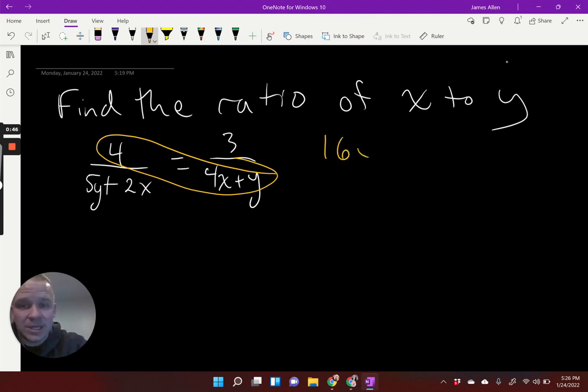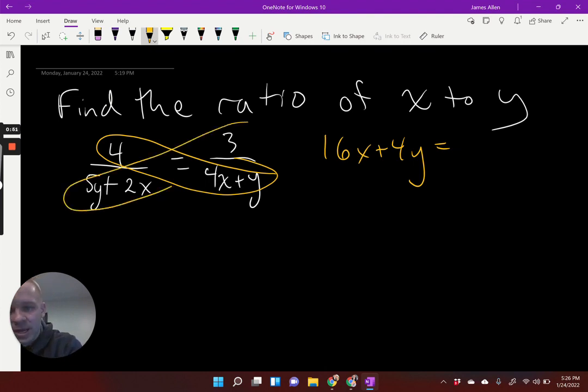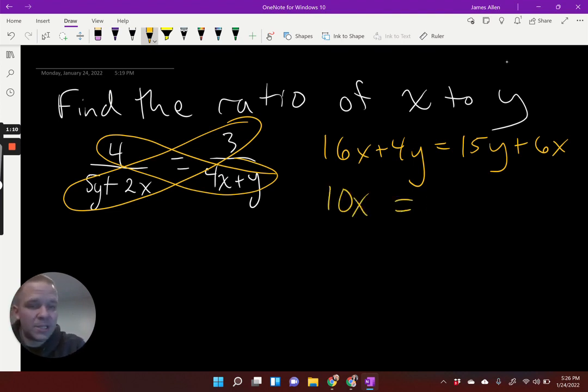I will have 16x plus 4y, and then I'd have the 3, so I'd have 15y plus 6x. All right. So I've distributed. We're all good there. Hopefully, again, I don't make any mistakes here. But if I do, email me. All right. So I'm going to get my x's on one side. So let's go with 10x then and subtract 4y. So I get 11y.